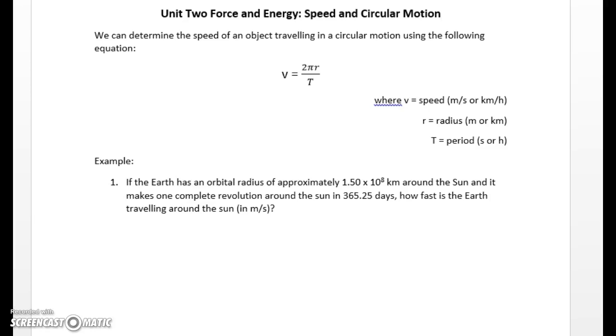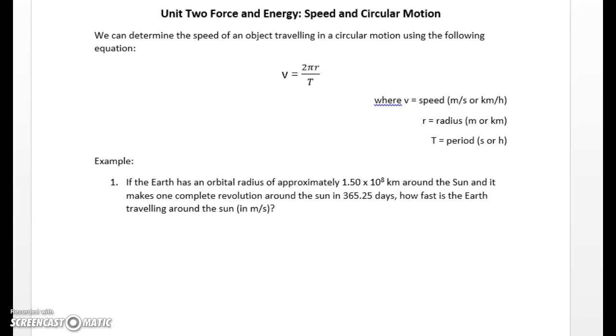So I've got two things here to note before we move on to an example. The first note is that you need to be working with similar units. What I mean by similar units is that, say if your speed is in meters per second, then you need to make sure your radius and your period are also in terms of meters and seconds matching. Okay? So if you're working with kilometers per hour, you need to make sure your radius and period are in terms of kilometers and hours as well. So you want to be using similar units. You can't just have meters per second, kilometers, and then hours. You have to be working with the same type of unit.